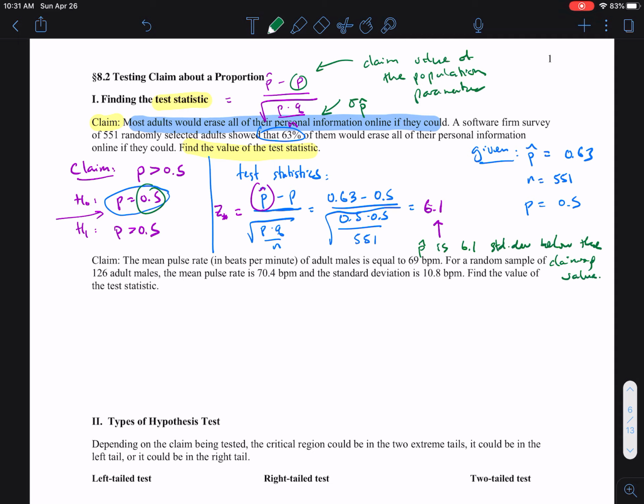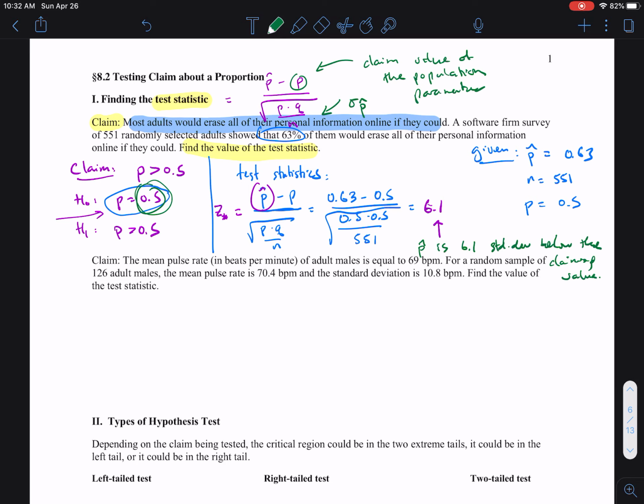Without really understanding much about hypothesis testing yet, we know from the previous chapter, according to the empirical rule, that about 95% of the data values are within 2 standard deviations. So if this sample p hat is more than 2.2 standard deviations away, it is significantly low compared to the claim value. Chances are, this claim is not true, because our sample data does not support it.